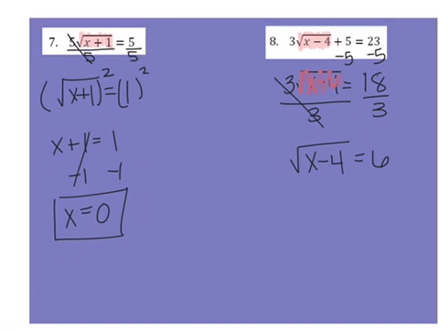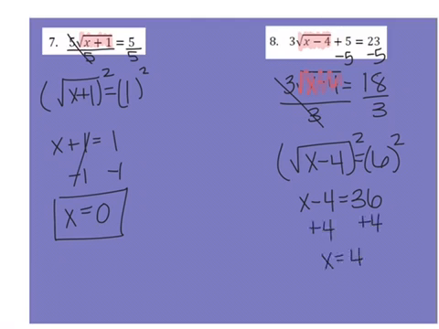Now, to undo the square root, we square it. What you do to one side, you've got to do to the other. So I'm going to get x minus 4 is going to equal 36. To finish solving for x, I add 4 to both sides. So x is going to equal 40.